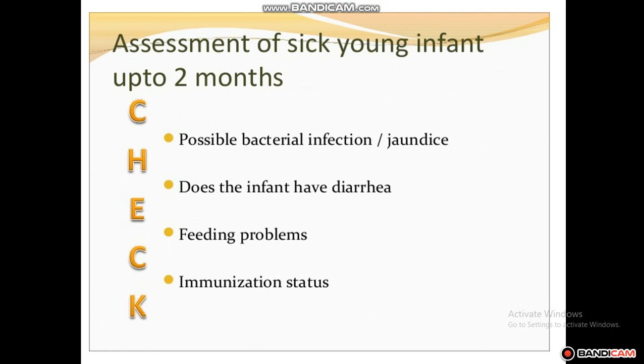As I told, in IMNCI, the 8 categories are under two divisions, that is 0 to 2 months and 2 months to 5 years. Now let us see how the assessment and management of the sick child is done from 0 to 2 months of age. First one is possible bacterial infection or jaundice. Second, we have to assess the infant for diarrhea, feeding problems, and immunization status. So these are the four things.